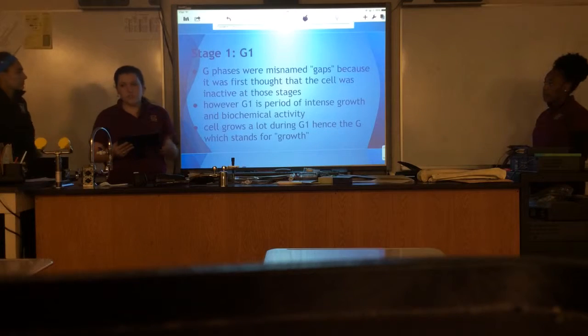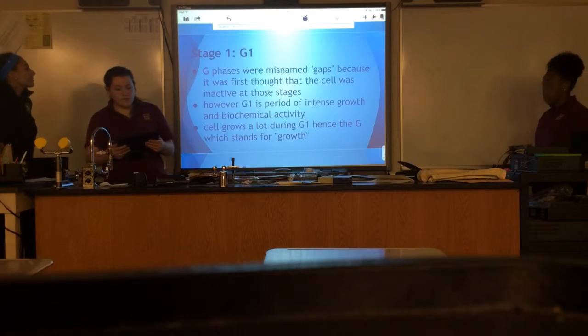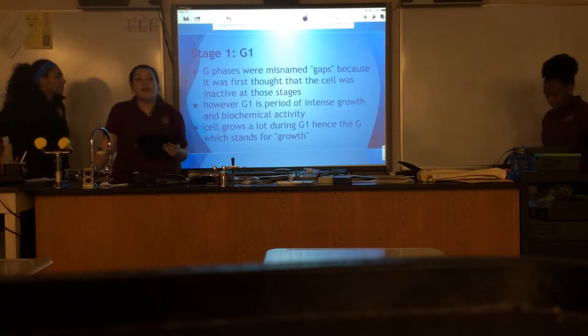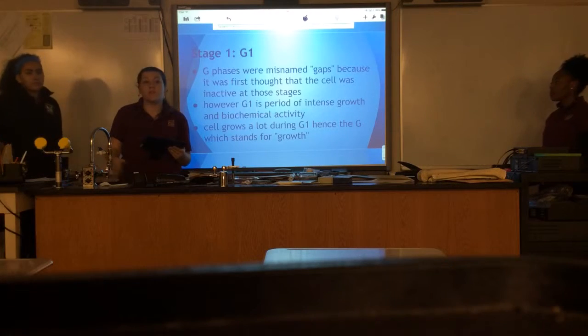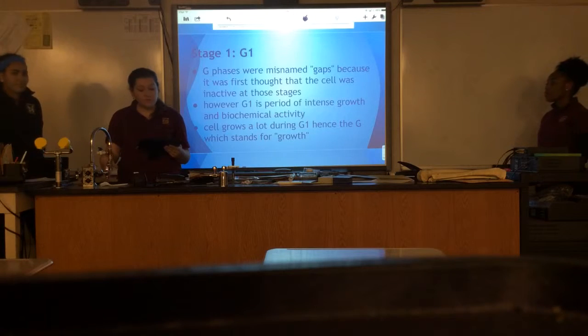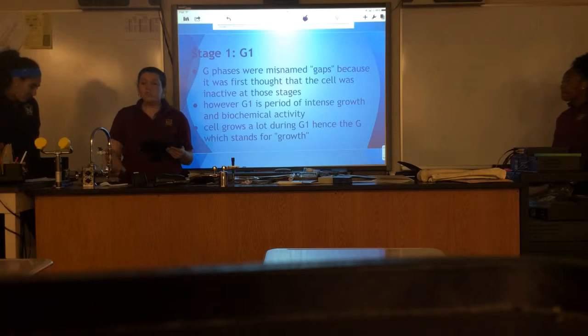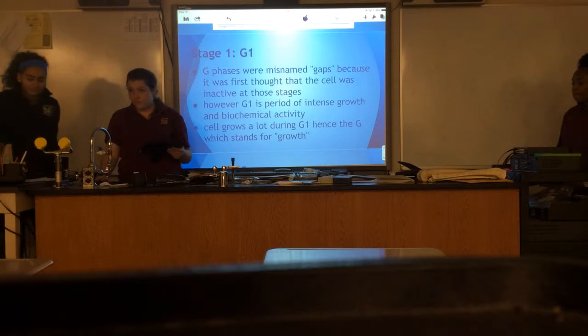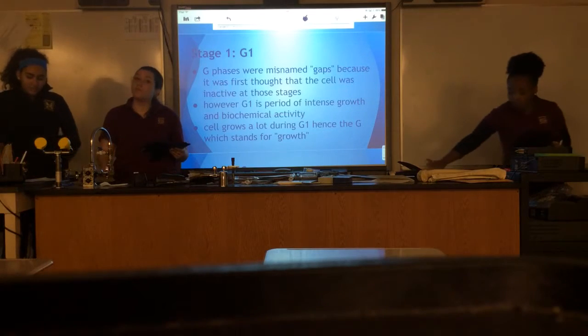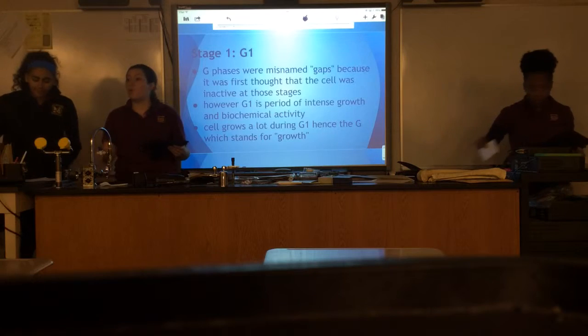So the first stage is the G1 phase. The G phases were misnamed gaps because at first it was thought that during these phases nothing was happening and the cell was inactive. But it was later found out that the G1 phase is actually a period of intense growth and biochemical activity. So the G is named for growth.